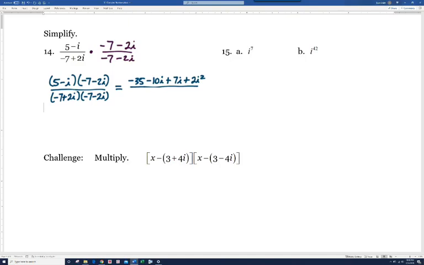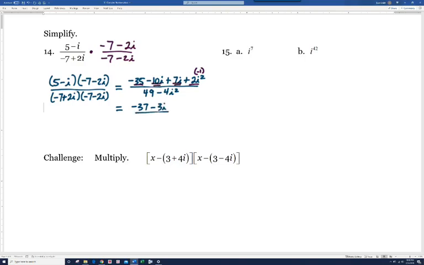Now in the denominator, all we have to do is multiply the first terms and the last terms. So we'll get negative 7 times negative 7 is 49. And then a 2i times a negative 2i will be a minus 4i squared. Now in the numerator, we have negative 35. And because of the i squared, that's going to be 2 times negative 1. So negative 2 and negative 35 is negative 37. And then a minus 10i and a plus 7i are going to be a minus 3i.